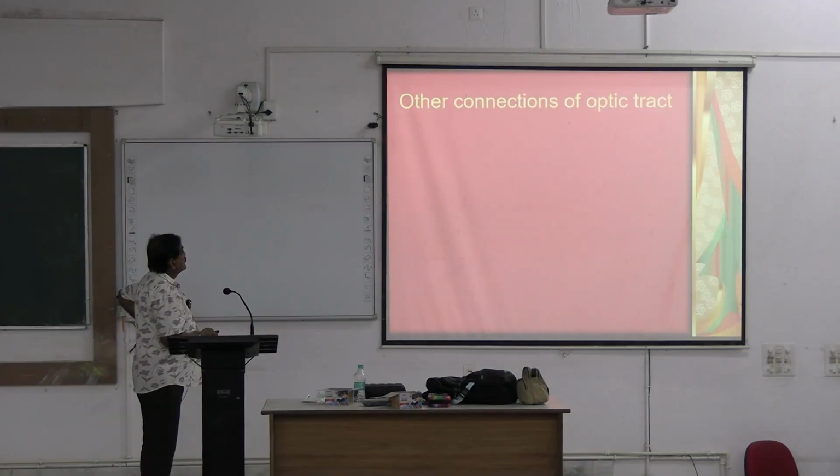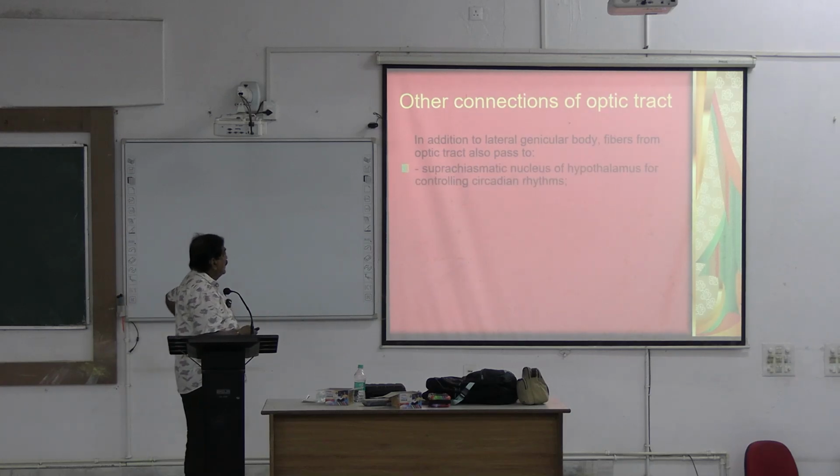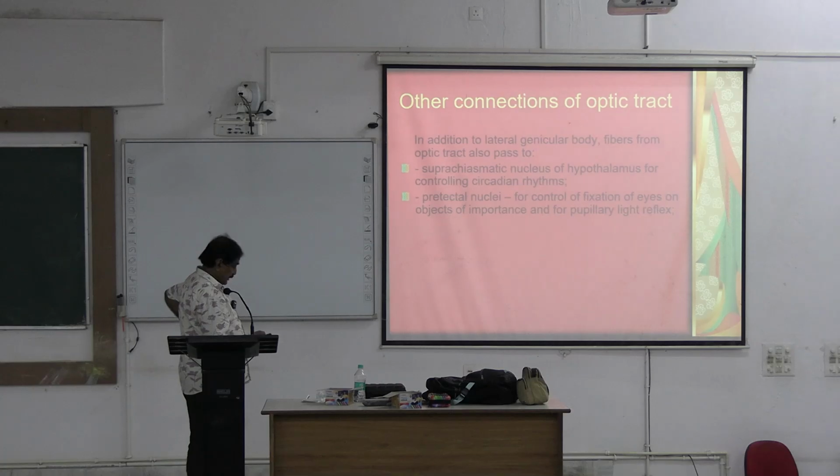Other connections of the optic tract: in addition to the lateral geniculate body, fibers from the optic tract also pass to the suprachiasmatic nucleus of the hypothalamus for controlling circadian rhythms, and the pretectal nucleus for control of fixation of eyes on objects of importance and for the pupillary light reflex.